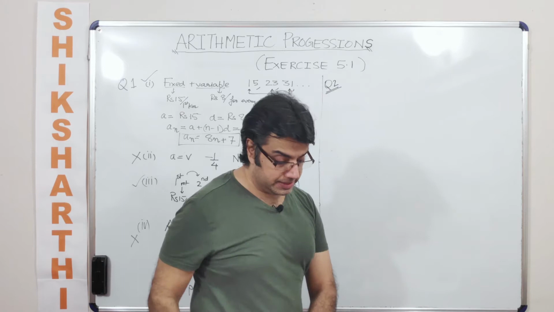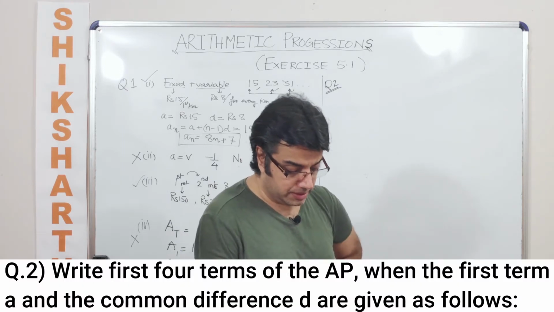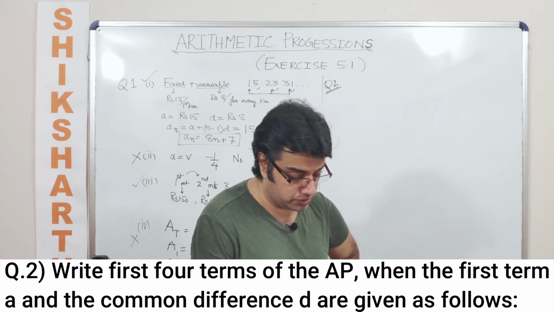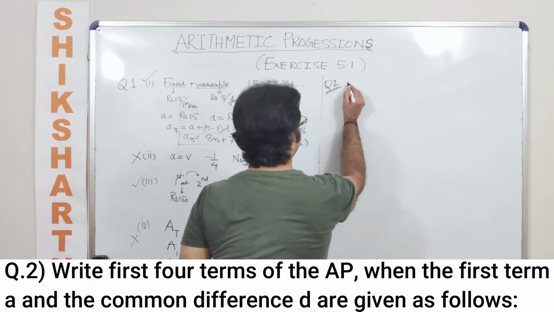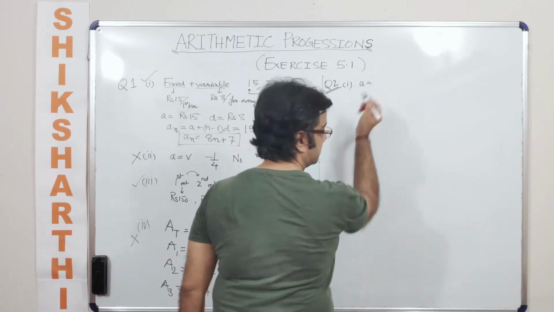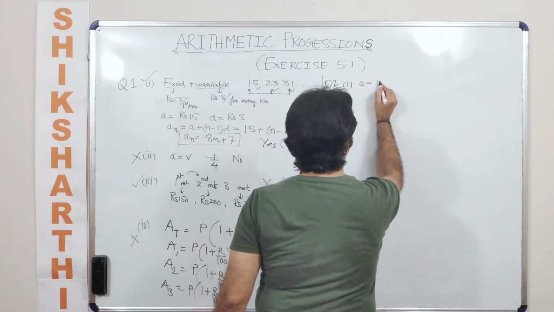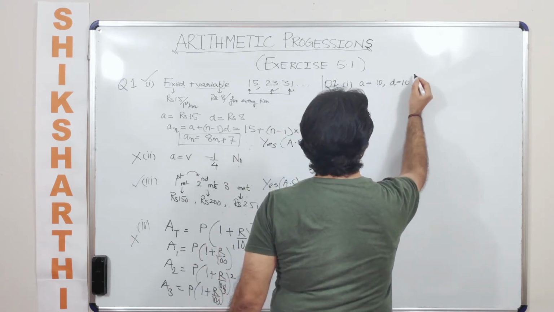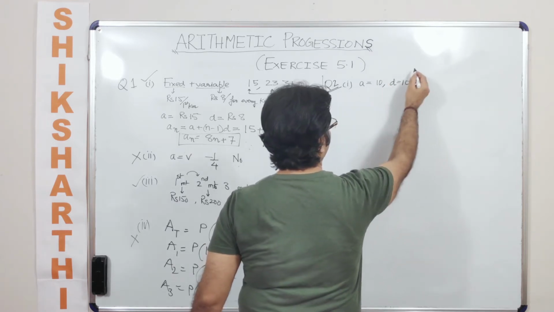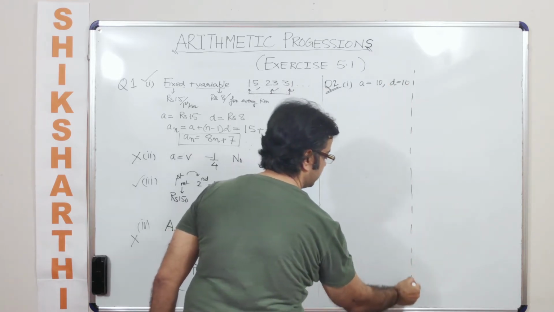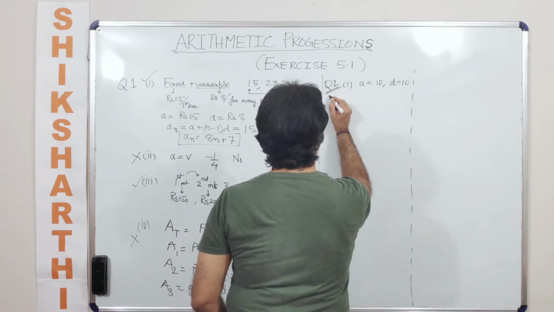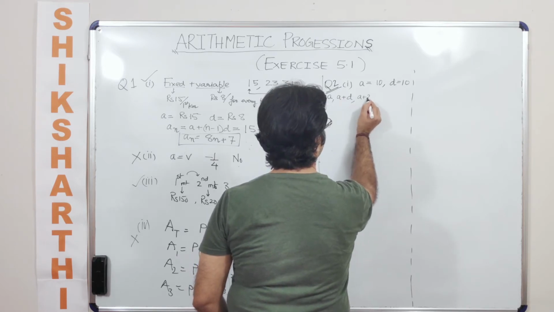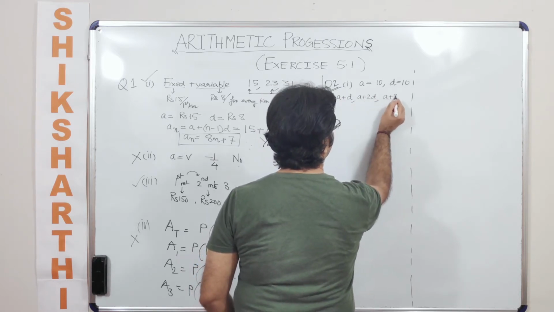Question number 2 says, write the first 4 terms of an AP when the first term A and the common difference D are given as follows. First 4 terms. Talking about subpart 1, it says A is equal to 10 and D is equal to 10. Okay, I'm supposed to write down the first 4 terms. Now I know that the first term is A, the second term is A plus D, the third term is A plus 2D, and the fourth term is A plus 3D.